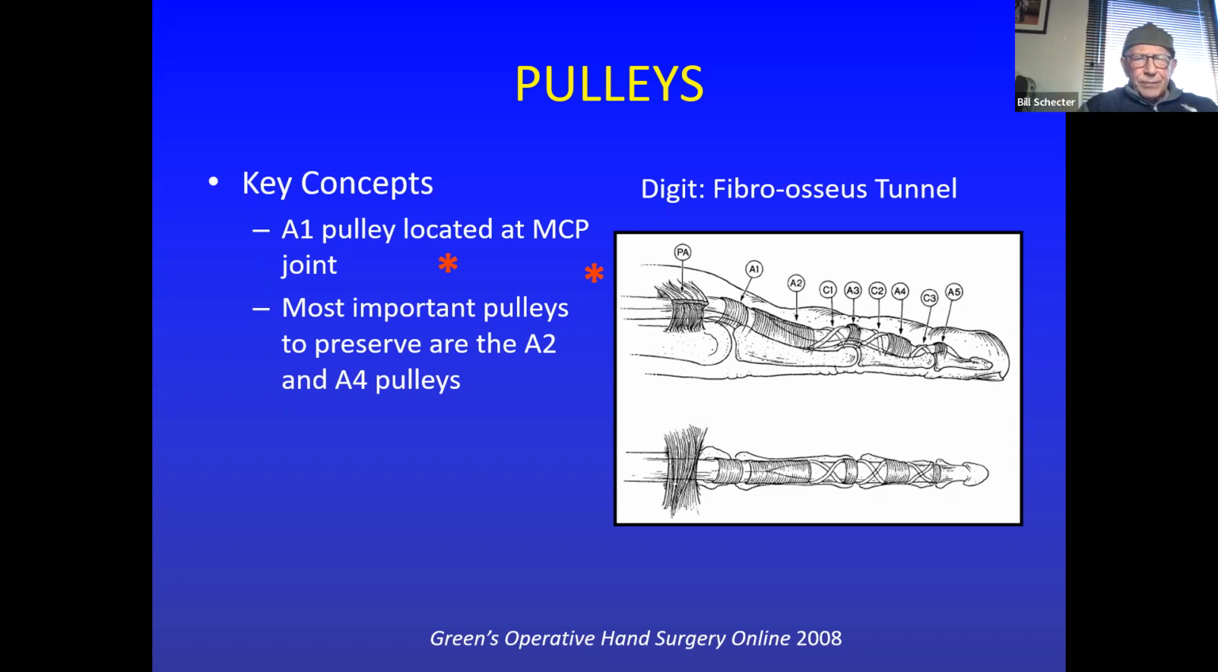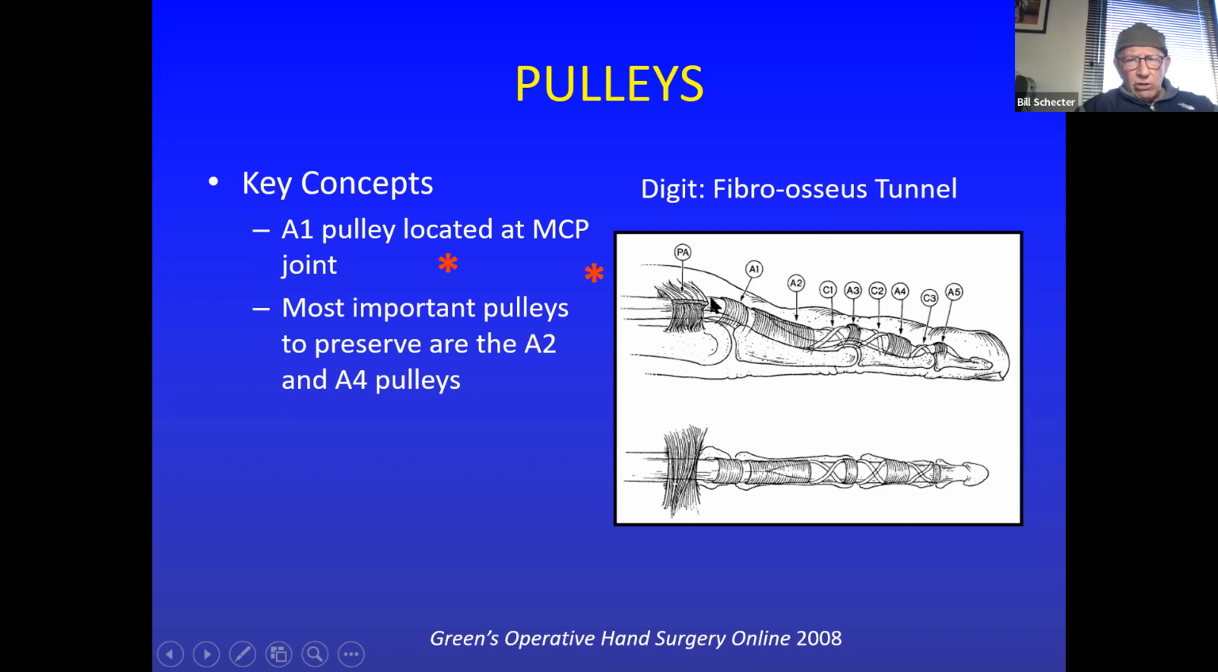so that we have a smooth opening and closing of the fingers when we make a fist. So if you have an injury in zone 2, you may not be able to preserve all these pulleys, but you'd like to preserve, if possible, the A2 and the A4 pulley. What are the A2 and the A4 pulleys?